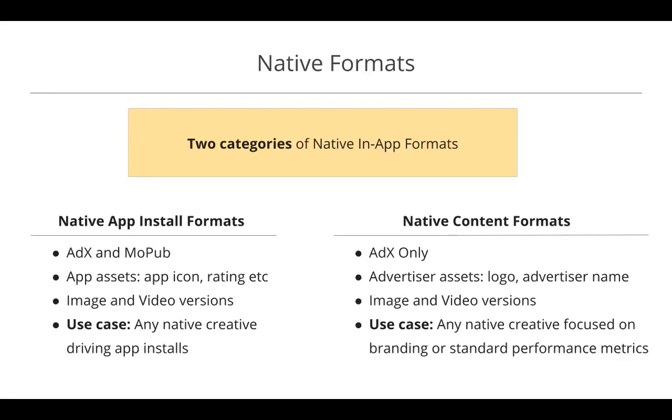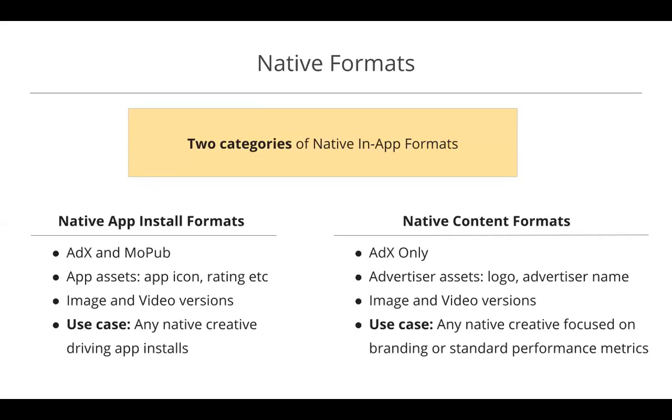The second category is available on AdX only, and it's called the native content format, and it essentially is used more for branding or standard performance, so not for app installs. The distinction here is that while the number of assets are largely the same, the type of assets are slightly different. So instead of the app icon, it may be an advertiser logo. Instead of the app rating, it's the advertiser name. So the assets differ slightly between these two categories of formats.